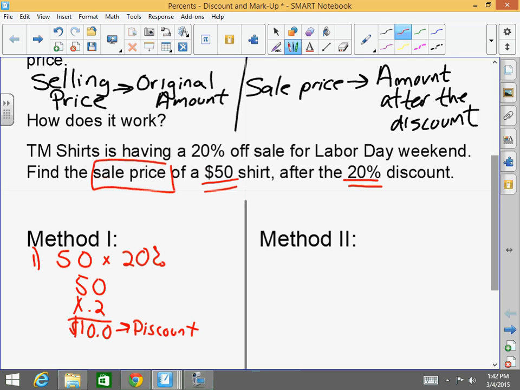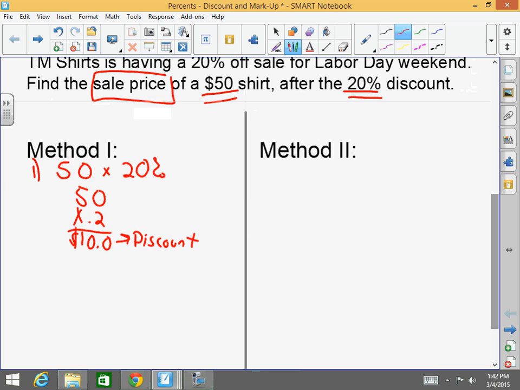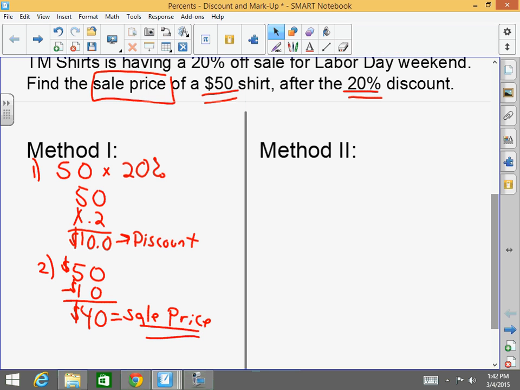Now, once you have the discount, step two: $50, the original price, minus $10 of the discount equals $40, and that is the sale price. Does that first method make sense?